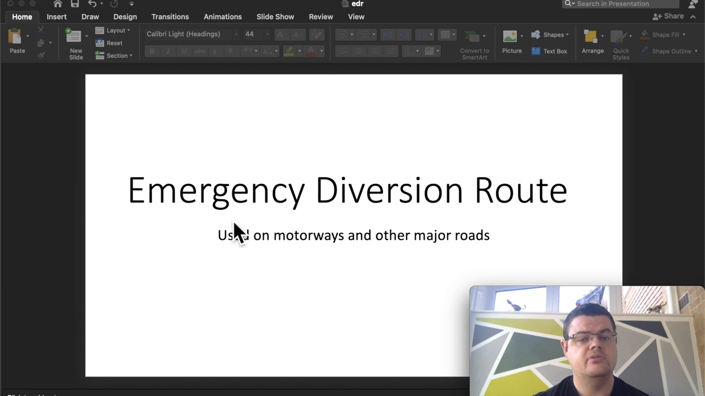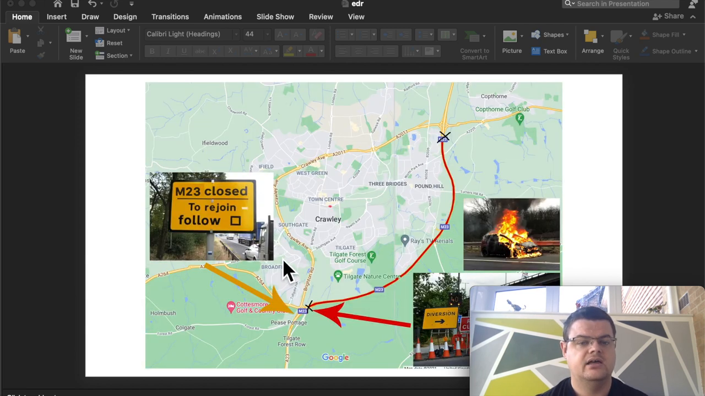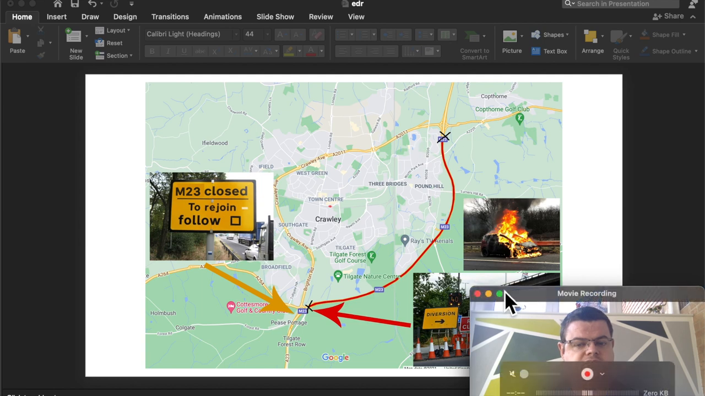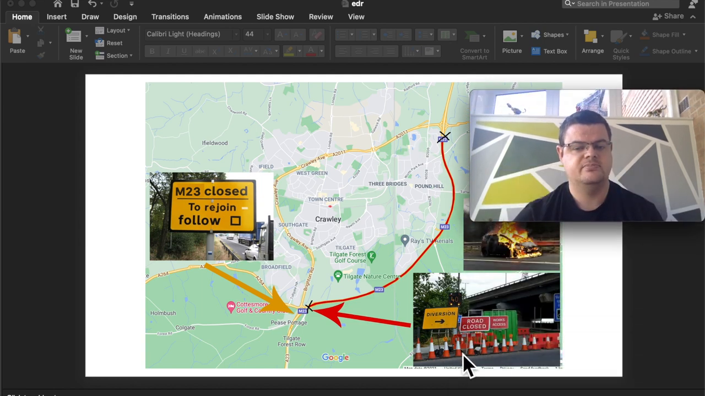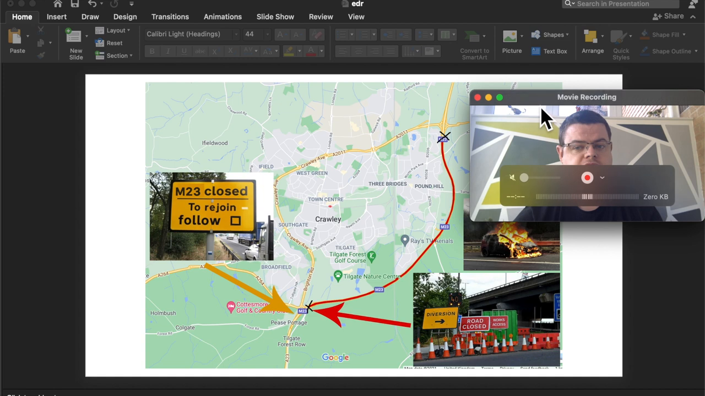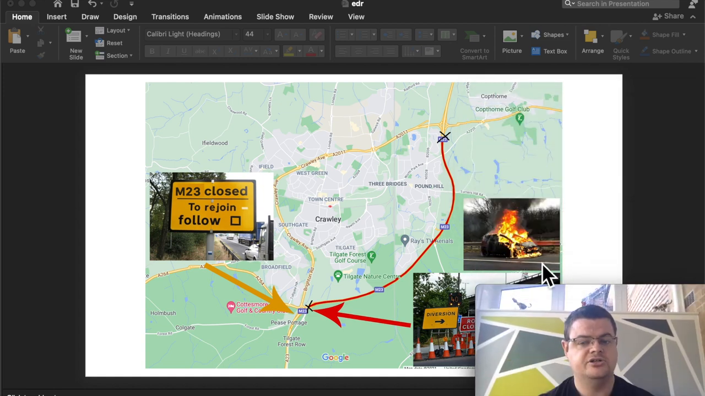So these are emergency diversion routes, and they're used on motorways and other major roads when there's been a collision, perhaps, or there's some emergency roadworks, and a section of the motorway or a major road is closed off. So let's say this section of road here has been closed off. Maybe there's been a road closure ahead due to some roadworks or a major incident on the motorway. So all this section is now closed off.